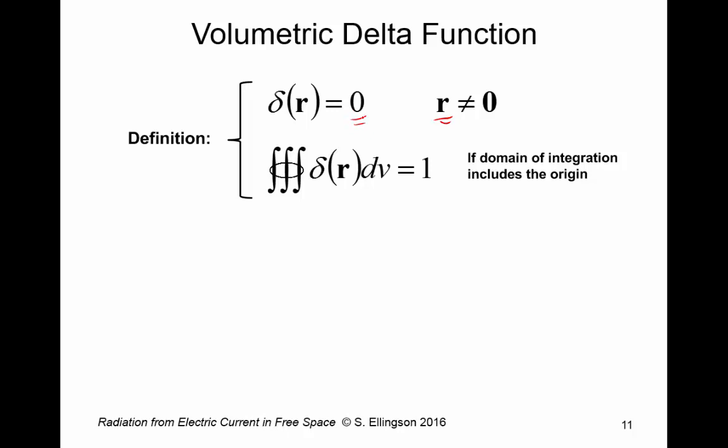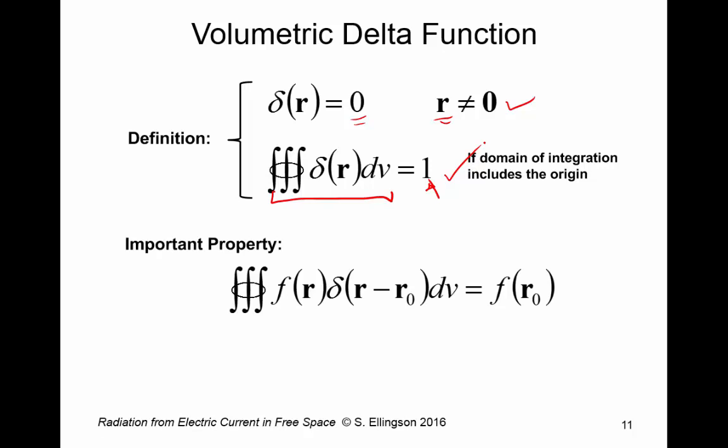Now we don't define what the delta function is at 0. So for r equals 0 at the origin, we do not say. And frankly, we're not interested in what the value is at that location. What we say instead is that if we integrate over a volume which includes the origin, then we get the quantity 1, a unitless number 1. So again, the definition of the volumetric delta function is it's 0 everywhere except for the origin. And then if we integrate over a volume that includes the origin, that integration is 1. So that's the way we set it up.